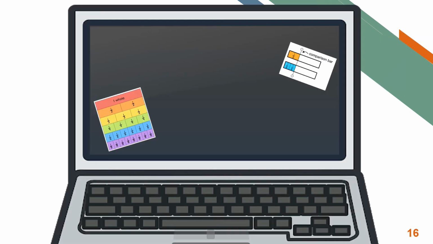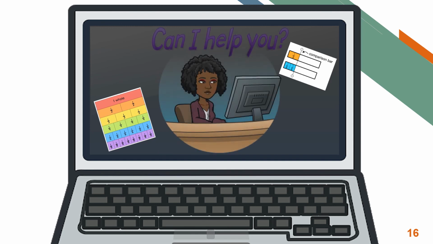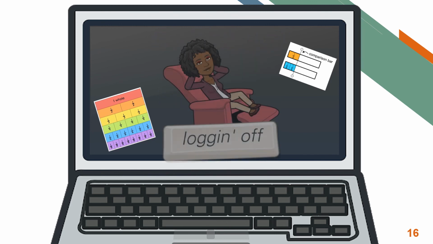You can keep practicing by making up your own equivalent fraction models using fraction bars to determine if two fractions are equal. Remember, you can ask your teacher if you have questions or need help with this concept. See you next time and keep working hard.